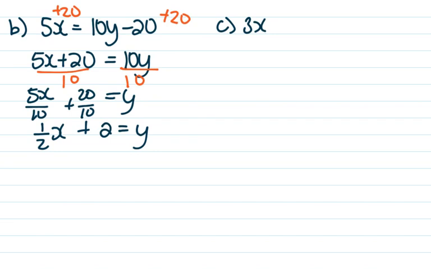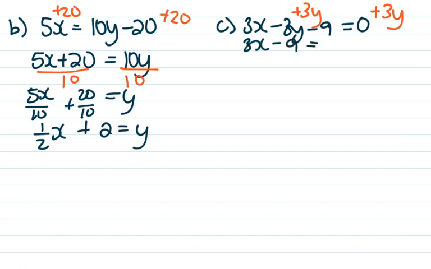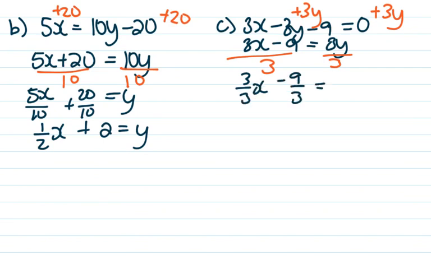C, 3x minus 3y minus 9 equals 0. This time I'm actually going to add the 3y, because I only have to move one thing instead of moving two. So now I have 3x minus 9 equals 3y. Divide both sides by 3. Now I have 3 over 3x minus 9 over 3 equals y. 3 over 3 is the same as 1x minus 9 over 3, which is the same as 3, equals y.